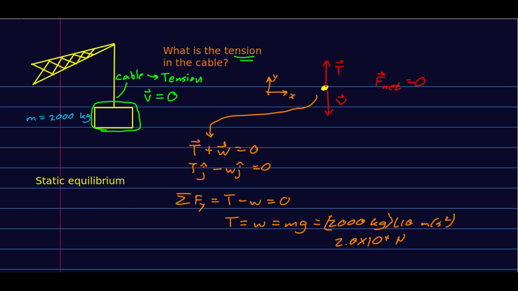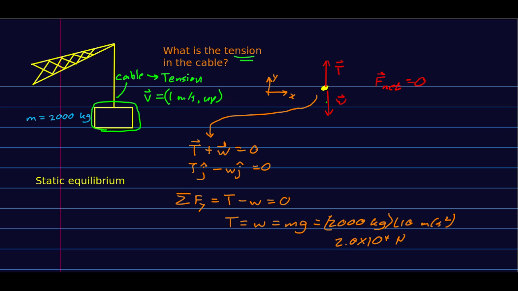Let's change something here now. Suppose that instead of being stationary, this crate is going at 1 meter per second up. Okay, the crane is pulling it up at a constant velocity. And let's see what changes. Now, I mean, your intuitive idea about this is probably that the tension must be greater. But let's see. It's going at a constant velocity up, isn't it?